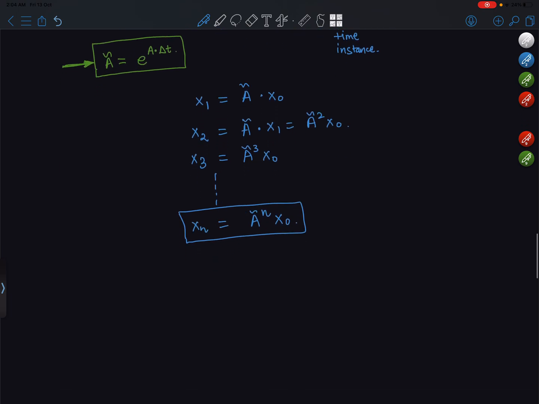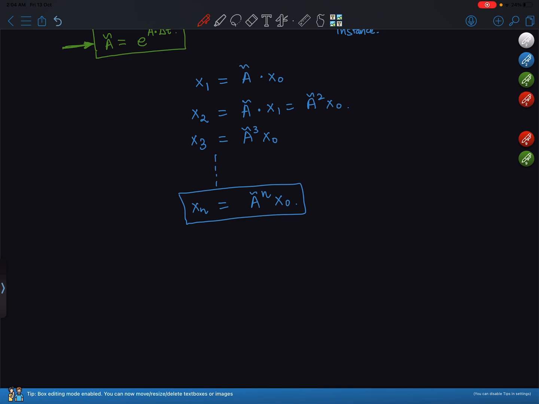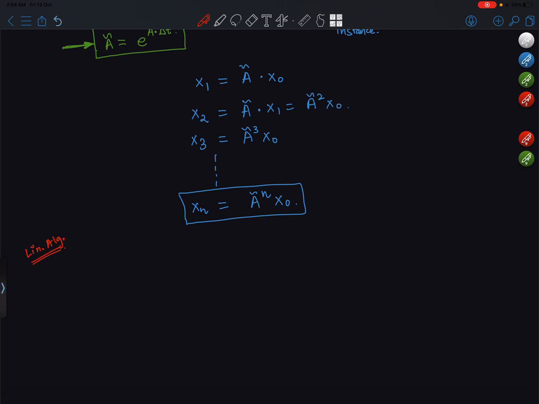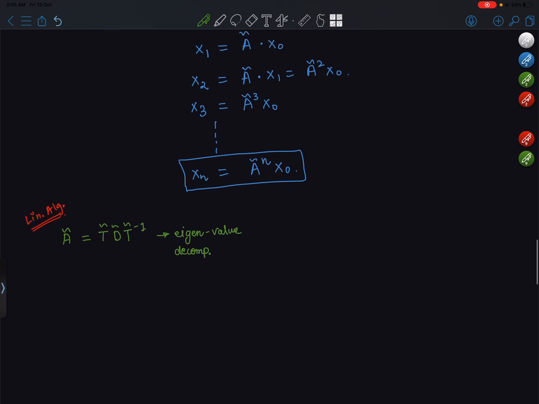Now, previously, in a little bit of linear algebra, we have seen that any square matrix A tilde can be written as T tilde D tilde T tilde inverse. This is the eigenvalue decomposition. It's very basic linear algebra stuff. You might think, oh, where did this come from? It's very easy to look.